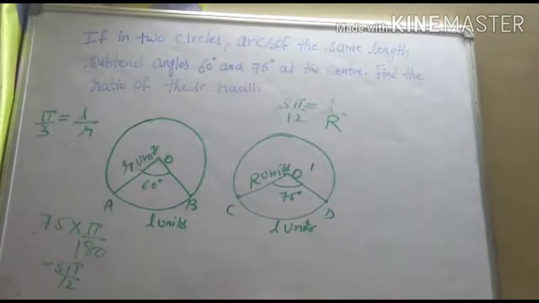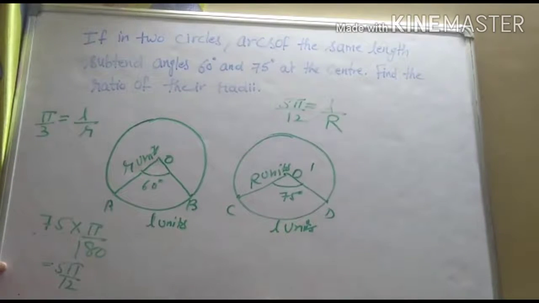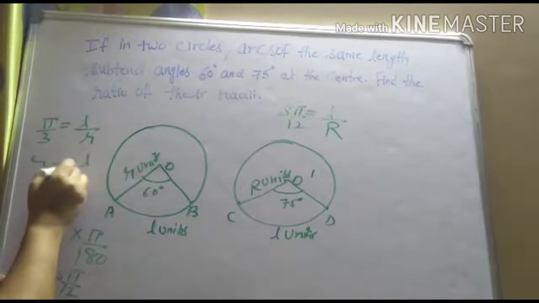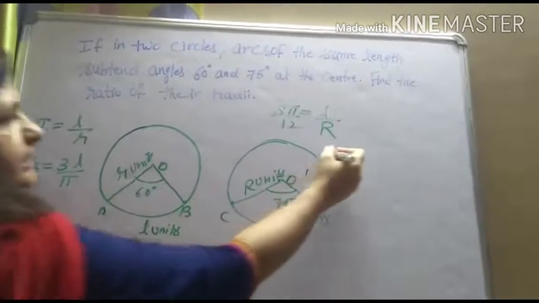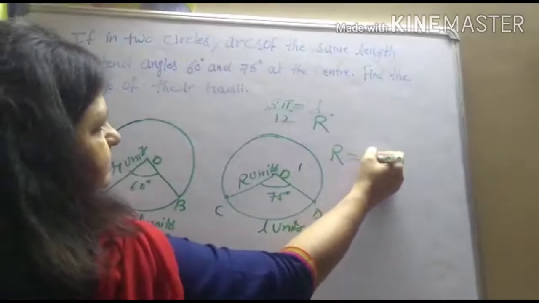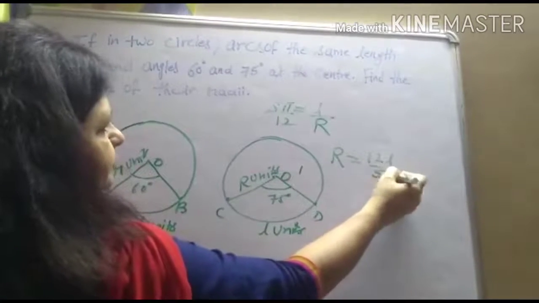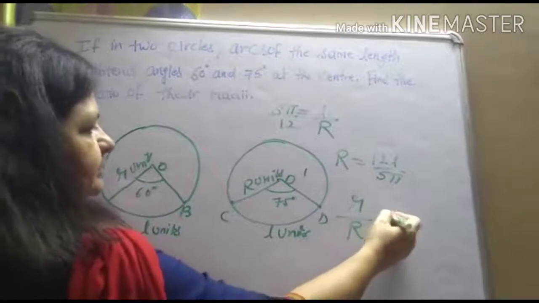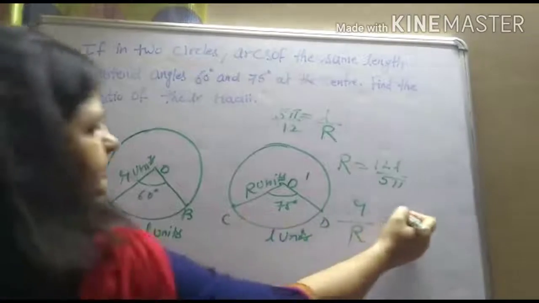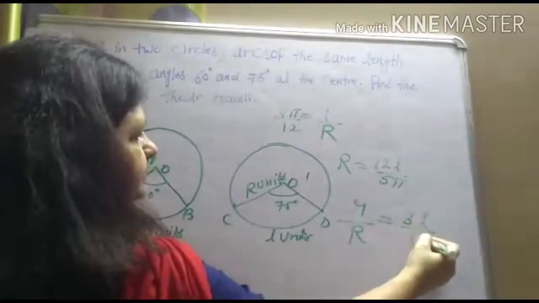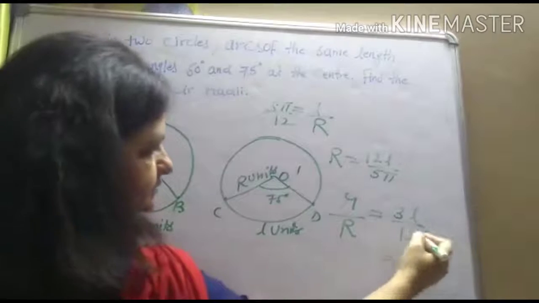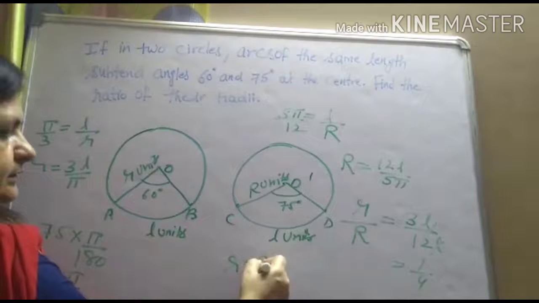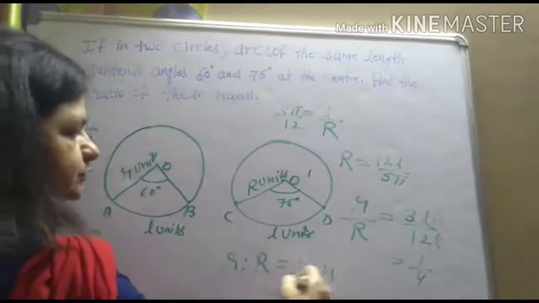Now we have to find the ratio of their radii. So here small r is equal to 3L upon pi and capital R is 12L upon 5 pi. Now what is r upon capital R? 3L upon 12L, we can cancel it. So the ratio of radii is 1:4.